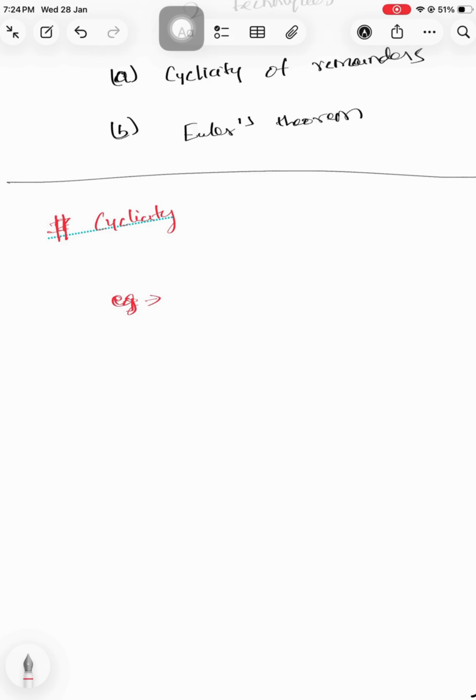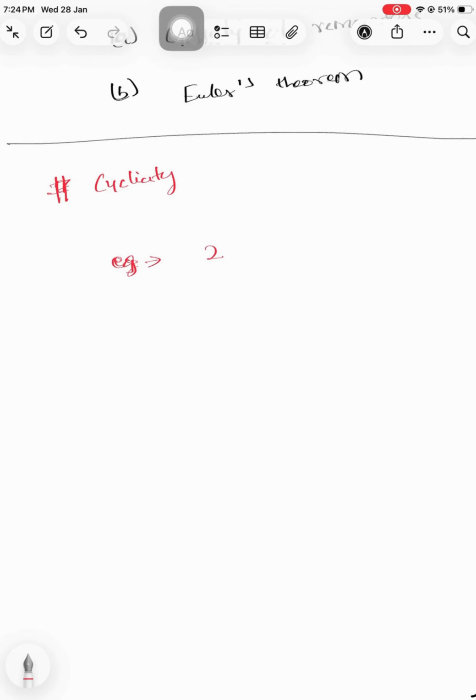Let's say there's a ratio which is 2 to the power 100 upon 7. Now, as we can see, 100 is a huge number raised to the base value 2 in the numerator. Okay, first let's try to focus on the cyclicity of remainder. Again, for the same problem statement, 2 to the power 100 upon 7.